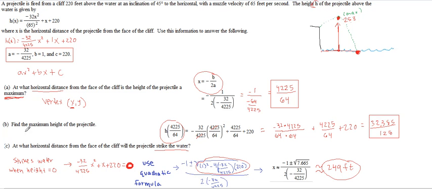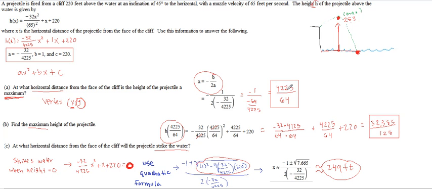Now part B says find the maximum height of the projectile. Again, we see that word maximum, which is a keyword for the vertex. But this time they're asking for the y-coordinate, because the height is our h, and h of x is kind of like our y. We're asking for the y-coordinate of the vertex.